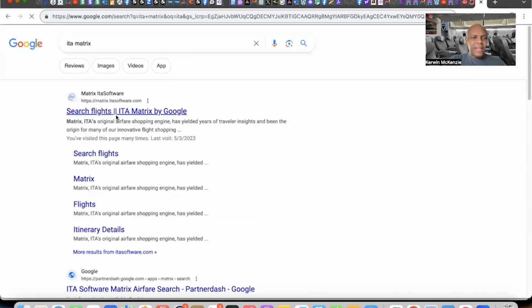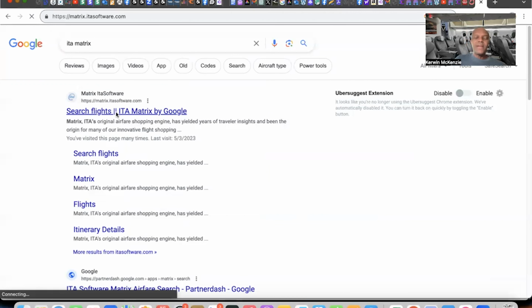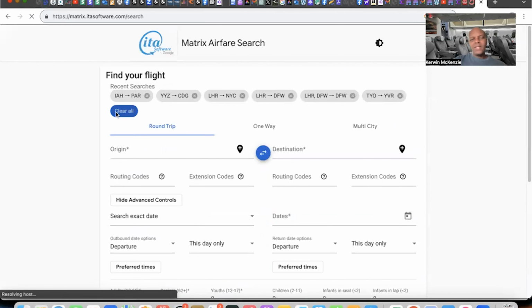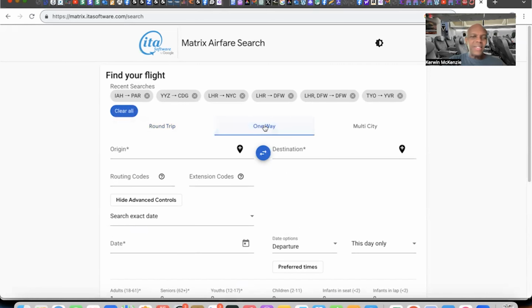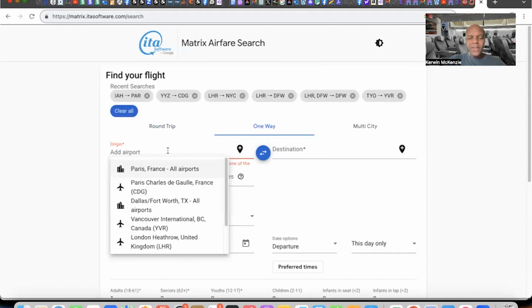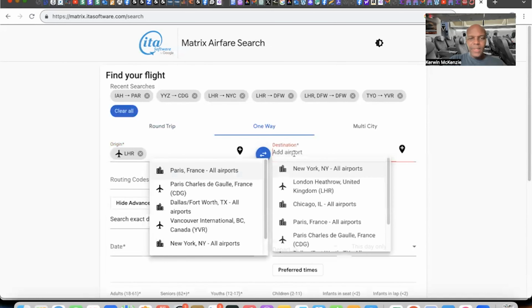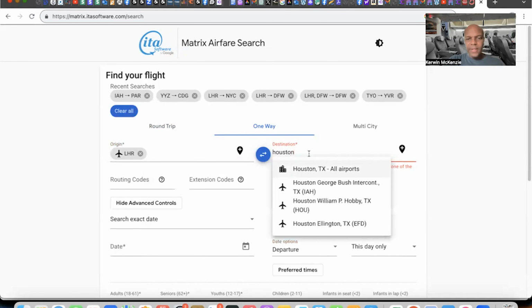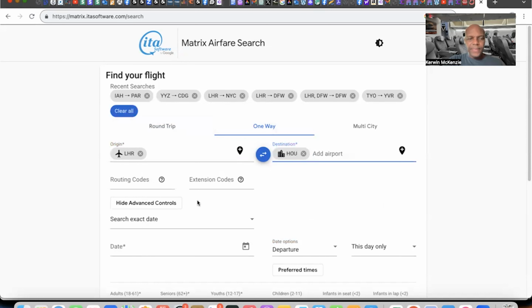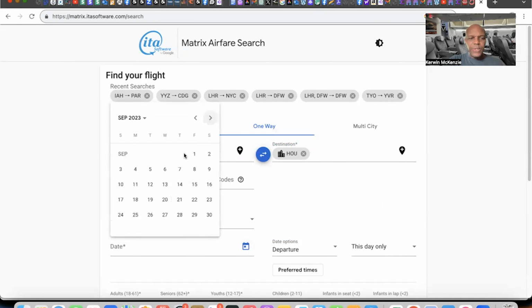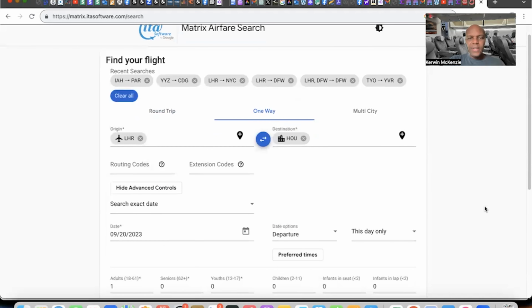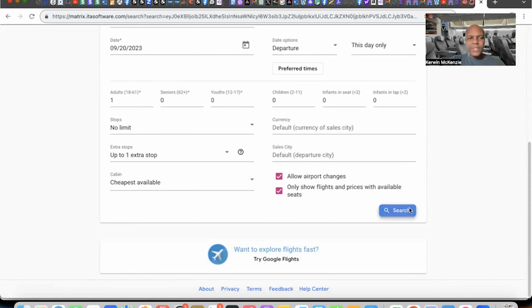It is a piece of software that Google created. And basically Google went to and spoke to all the airlines and said, hey, give me all your data. And they did. And now, they created this ITA matrix thing. So I know they're out of London. So let's do LHR to Houston. And we're just going one way, and we'll just pick a date sometime in the future. Usually doesn't matter when it is. We're gonna go search.